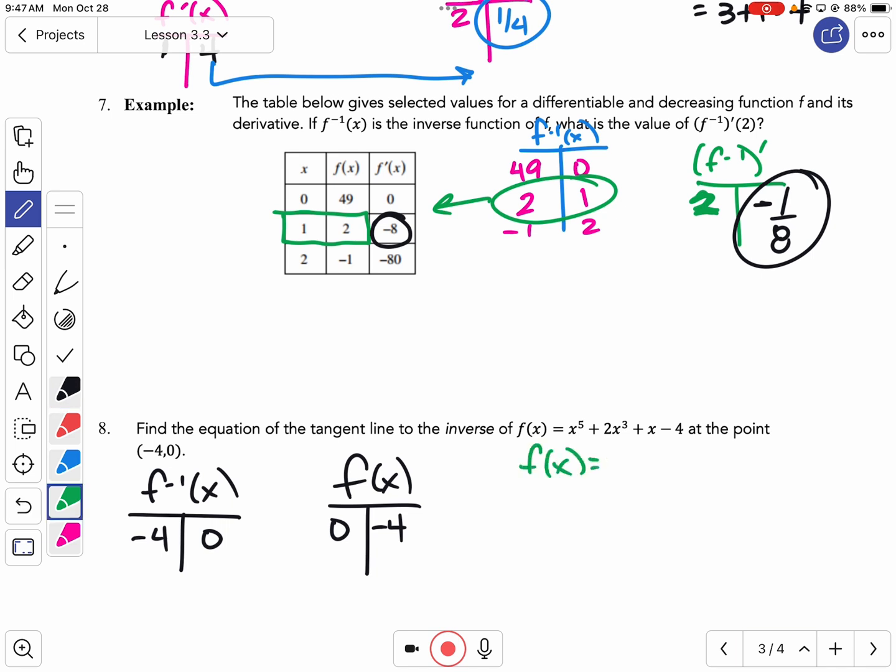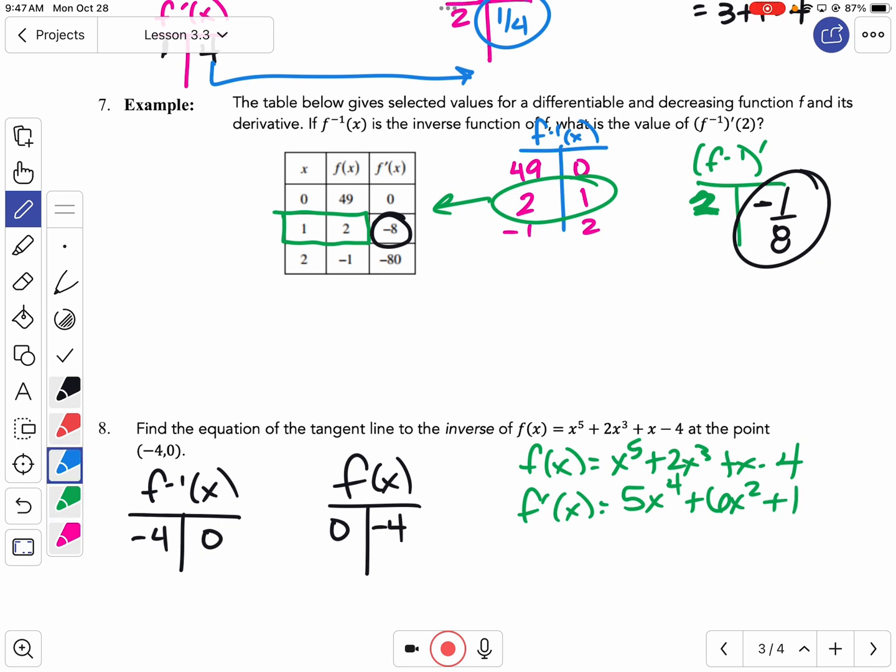So f of x is x to the 5th plus 2x cubed plus x minus 4. F prime at x would then be 5x to the 4th plus 6x squared plus 1. What value are we going to evaluate it at? 0. So f prime at 0 is going to be 1. Then what is going to be the slope of f inverse at -4? F inverse of x prime is going to be the reciprocal of 1, which is still just what?